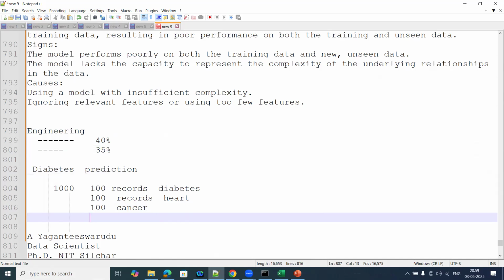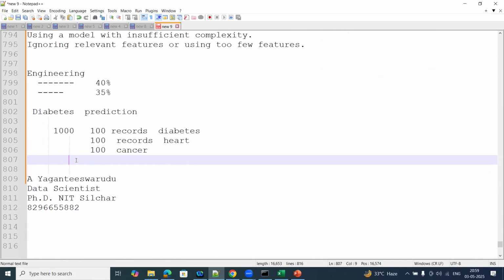So if I don't give the proper data to my model, it will not perform well during training or testing. It is not able to understand the patterns in your data set. It will perform very low during your training or testing. So that is called underfitting. So what is best fit?